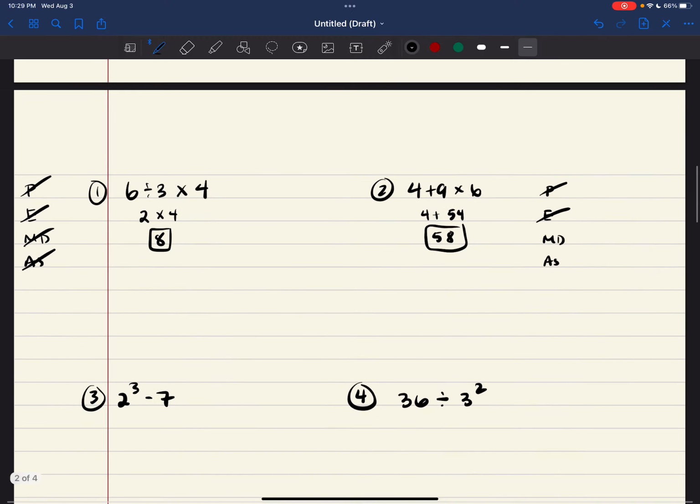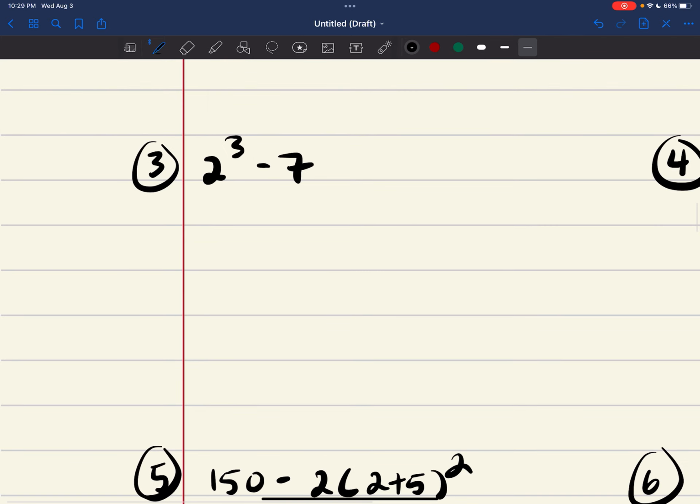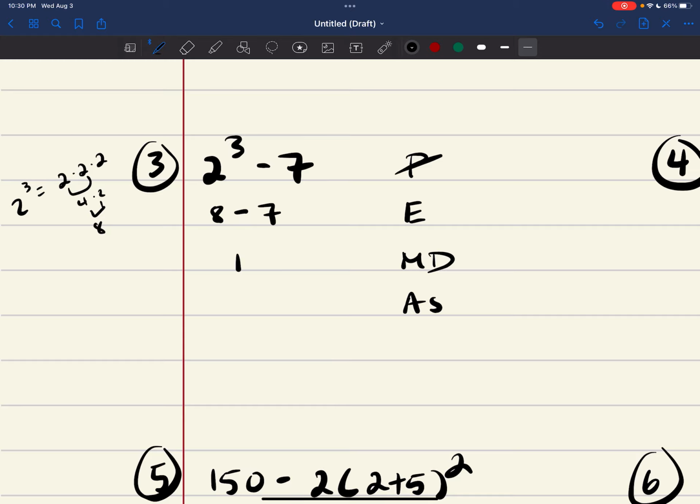Okay. Go ahead and do number 3. Again, getting the habit of writing PEMDAS. Do I see any parentheses? No. Do I see any exponents? Yes. So I have 2 raised to the third power. 2 raised to the third power is the same thing as 2 times 2 times 2. 2 times 2, that's going to be 4. 4 times 2, that's 8. So I'm going to write 8. And I'm going to rewrite everything that's left. 8 minus 7, that's going to be 1.